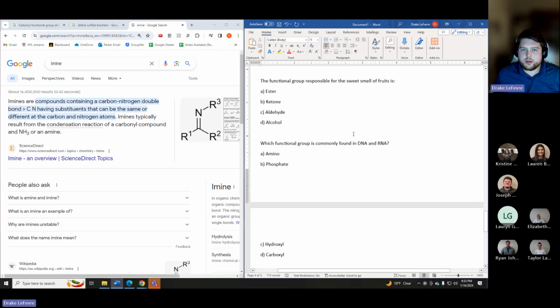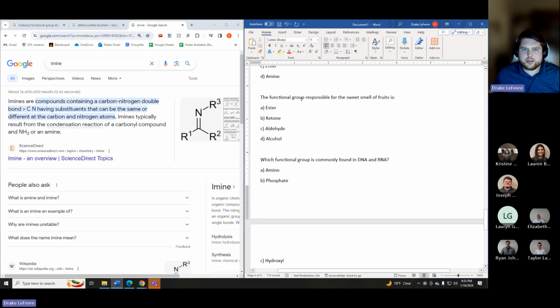Sweet. This one, the functional group responsible for sweet smell of fruits, ketones. That's just kind of a random fact. That's why diabetics, if you're in ketoacidosis, your breath will smell fruity. If you've ever watched the amazing Dr. Pohl, the veterinarian, cows a lot of times will go into ketosis if their GI tract isn't working right, and their breath will smell sweet. That's due to the ketones of ketoacidosis inside of the body.